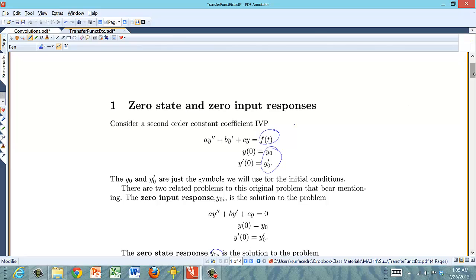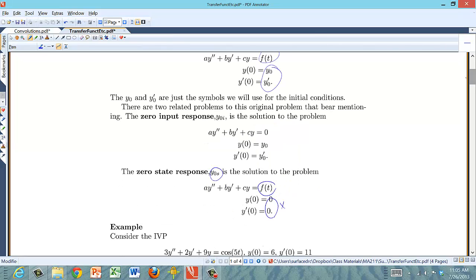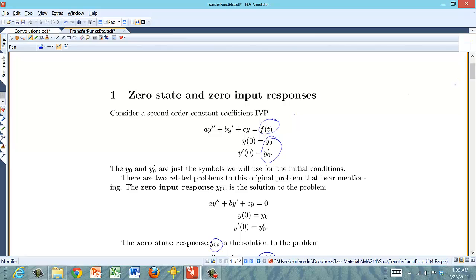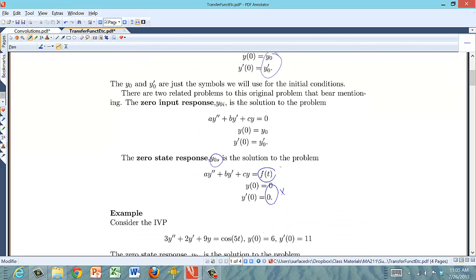The zero input response is really the motion that's happening because of the initial conditions, right? It's saying, if I had just subjected the object to these initial conditions and didn't force anything, what would my displacement be? That's the zero input response. The zero state response is asking a different question. It's saying, what if I had applied the external forcing term, but I had just let the thing go from equilibrium? So it's saying, what's the motion that's in response to the forcing term? That's the zero state response.